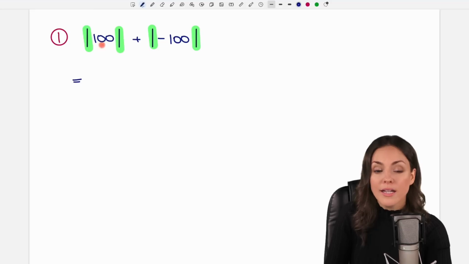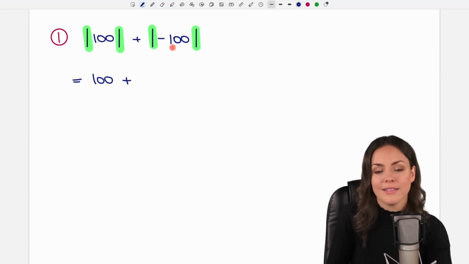If you have a positive number in here, it's easy. You don't have to change anything. So the result is just this positive number. So the 100 is what we get from this here. Then we have the plus symbol.